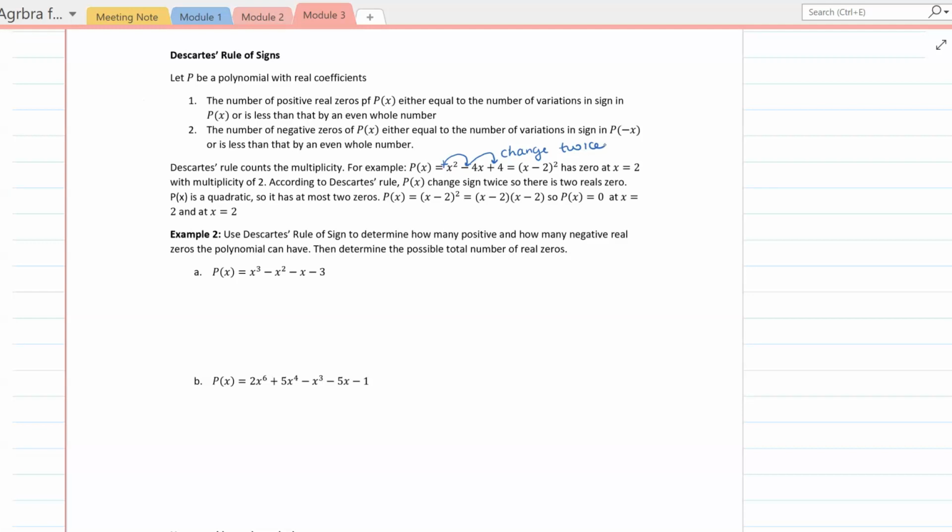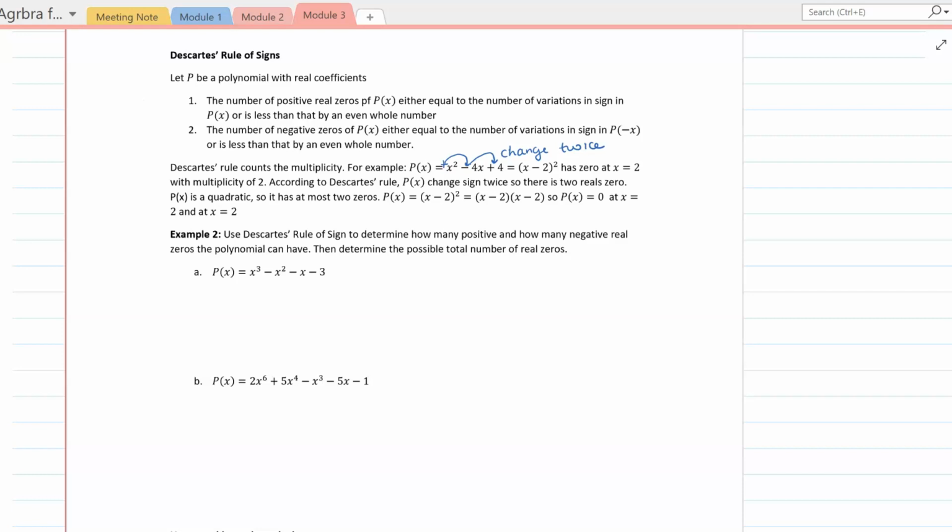P of x is quadratic, so it also has at most 2 zeros, right? Because it is x to the second. So that's the number of zeros that we got. Now use Descartes' rule of signs to determine how many positive and how many negative real zeros the polynomial can have. Determine the possible total number of real zeros.